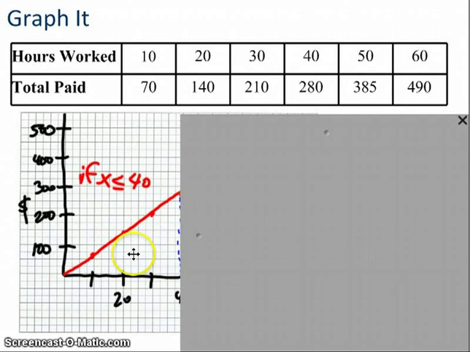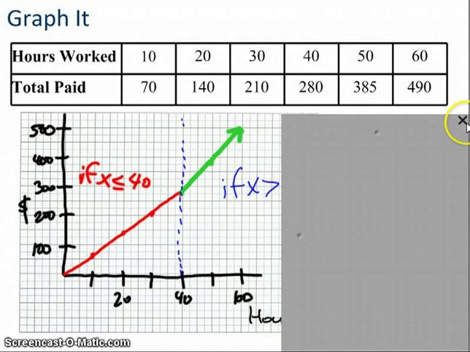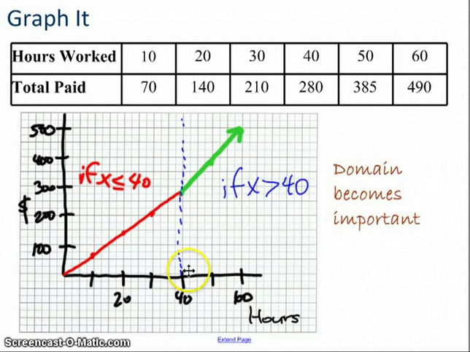Well, if I tried to graph this, those first 40 hours are going to look like a typical linear equation that we've been working with since Algebra 1 days, growing at a slope of $7 per hour. But it starts going more steeply. Specifically, the slope becomes $10.50 an hour once you reach that 41st hour.